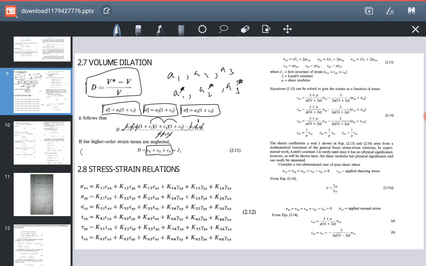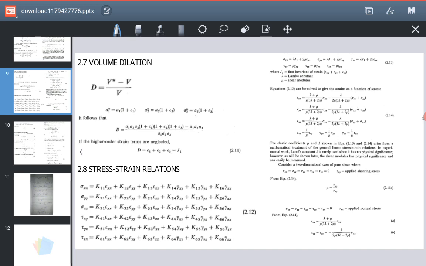The volume dilation is not dependent on u, v, or w, so it is independent of the coordinate system in which it is operating. Volume dilation does not depend upon the coordinate system. It is totally independent of it and depends upon the material only. So this is the concept of volume dilation. Thank you.